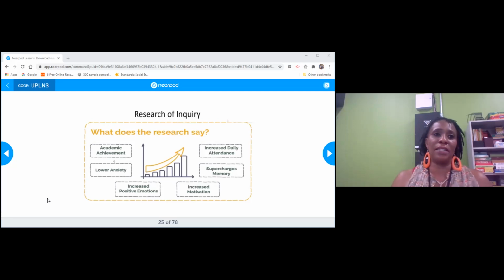There's so many benefits of using inquiry in your classroom. The one that stands out to me the most is it increases motivation. So students get excited about learning, and when their motivation increases, what else increases? Their academic achievement. They come to school every day. Their anxiety is lowered. So that's why we're encouraging you with these new standards to use inquiry.